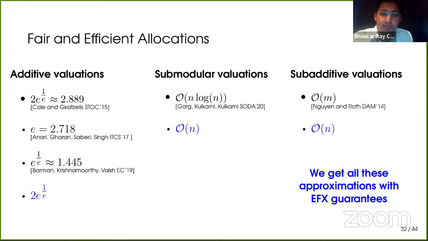So just to put it into perspective, we get almost optimal bounds for additive, like 2 times e to the 1 over e. And we improve the state of the art for subadditive and submodular, and we get all of these efficiency guarantees with EFX guarantees. And I would like to remark that quite recently, there is a very good paper by Jan Vondrak and Lee, who showed that you can obtain constant factor approximation to Nash welfare when agents have submodular valuations. It's a pretty good paper, and I highly encourage you to check it out also.